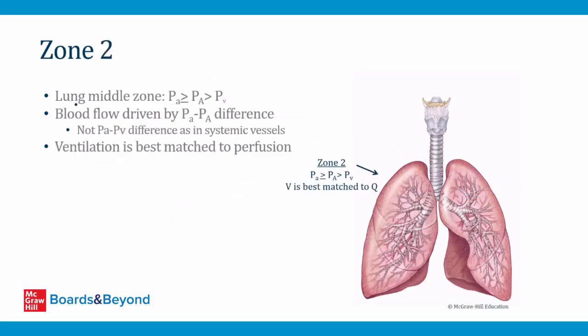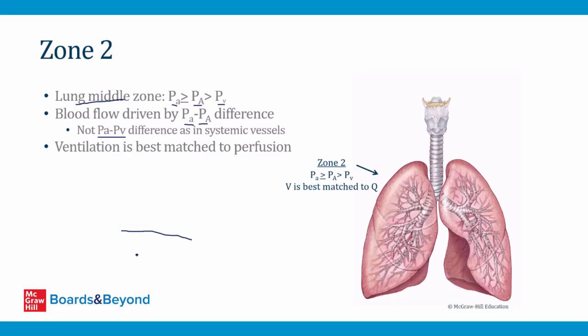Zone 2 is the middle zone of the lung, and this is the zone where the pressure in the arterioles is greater than the pressure in the alveoli, but alveolar pressure is greater than venous pressure. What this means is that you will have blood flow, you won't have compression of vessels, but what drives the blood flow is the P little a, P big A difference, not P a, P v like in systemic vessels.